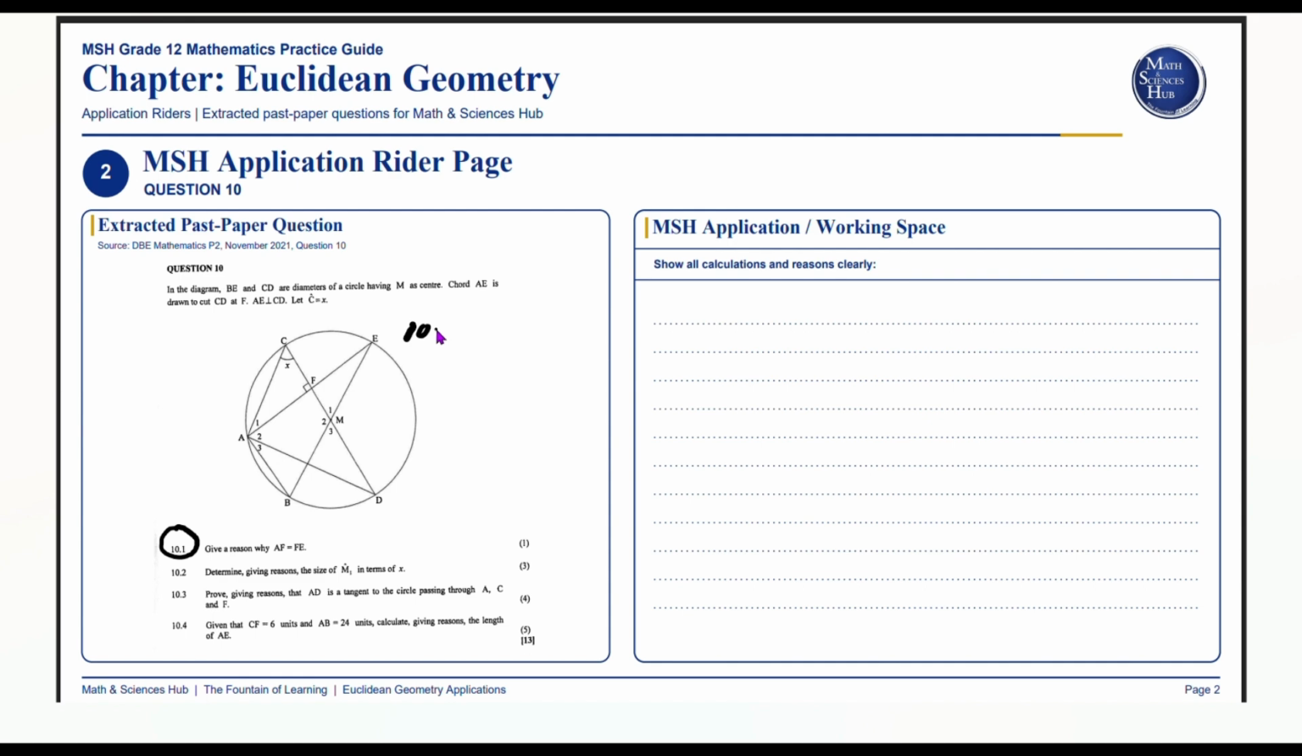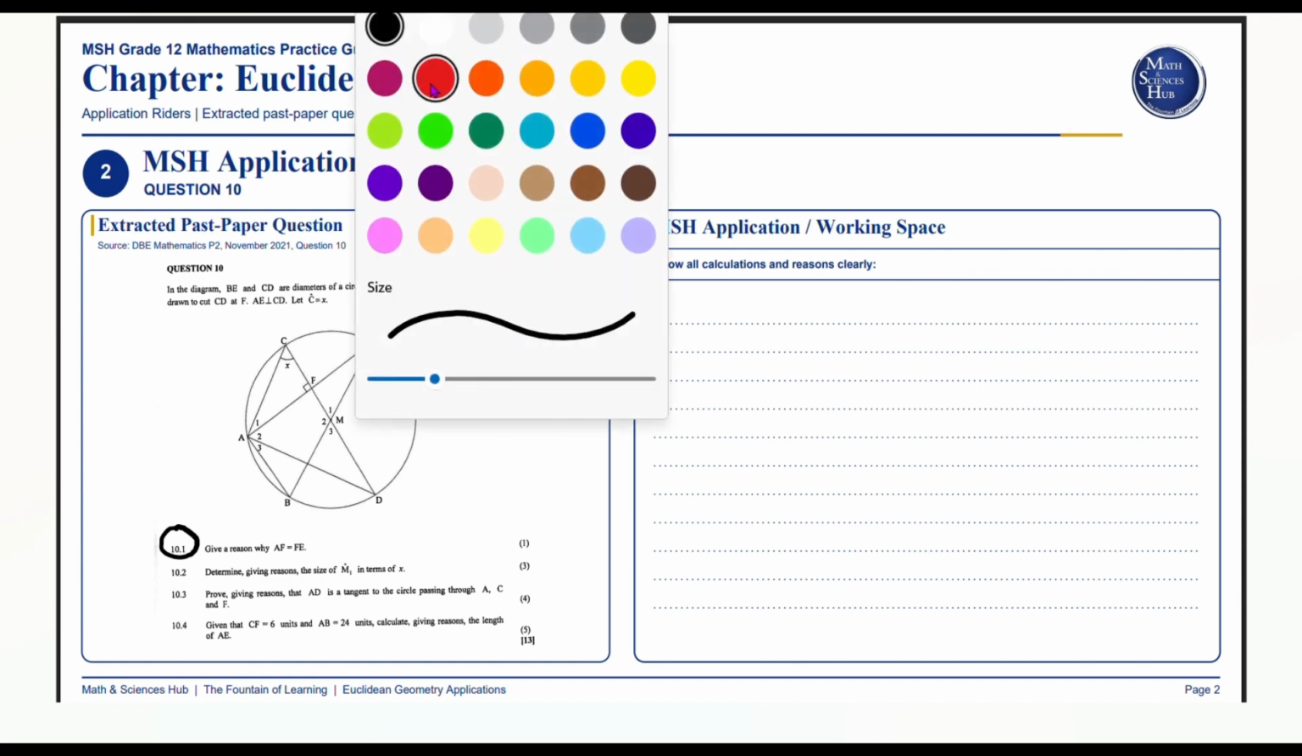So 10.1, the reason why AF equals FE is because CD bisects AE. Why? Because AE is perpendicular to CD. So CD is a perpendicular bisector, so it bisects AE. It cuts AE into two equal halves. Hence, AF equals FE. Right, 10.2.